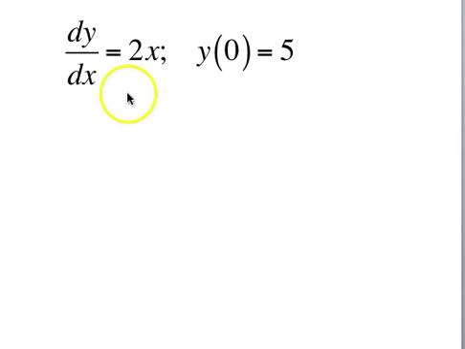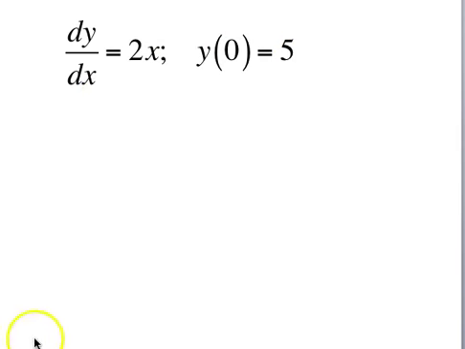We want to solve this differential equation, and maybe you can think about this and do it mentally. Think of a function y whose derivative is 2x. I bet you can come up with an answer, and then knowing that y(0) is 5 enables us to find the specific one. But let's go through our process.